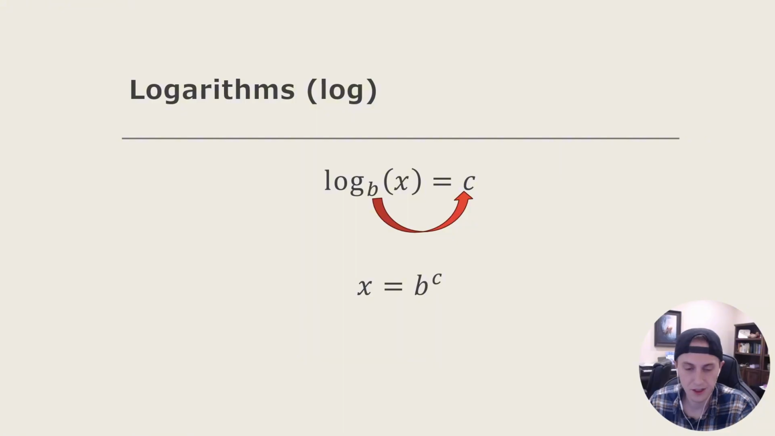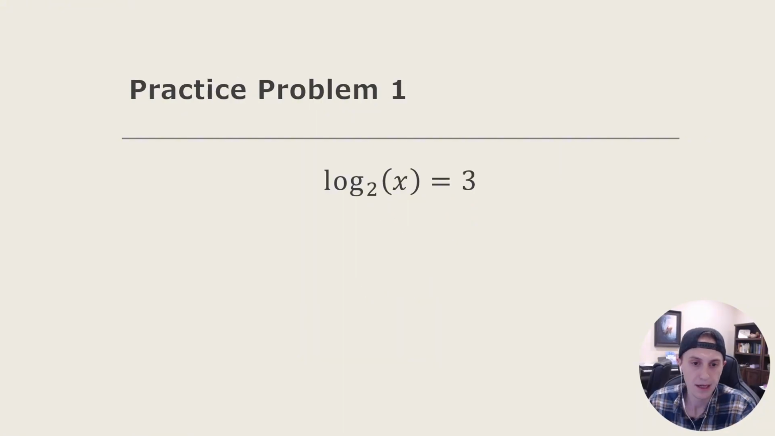Let's do some examples though so you know what the heck we're talking about. Practice problem number 1. Log base 2 of x equals 3. Let's do this one together and then I'll let you pause for the next one. So first step, we take that 2, scoot it right underneath that 3, and push that 3 up to the exponent. That gives us x equals 2 to the power of 3. And 2 to the power of 3 is 2 times 2 times 2, which is 8.